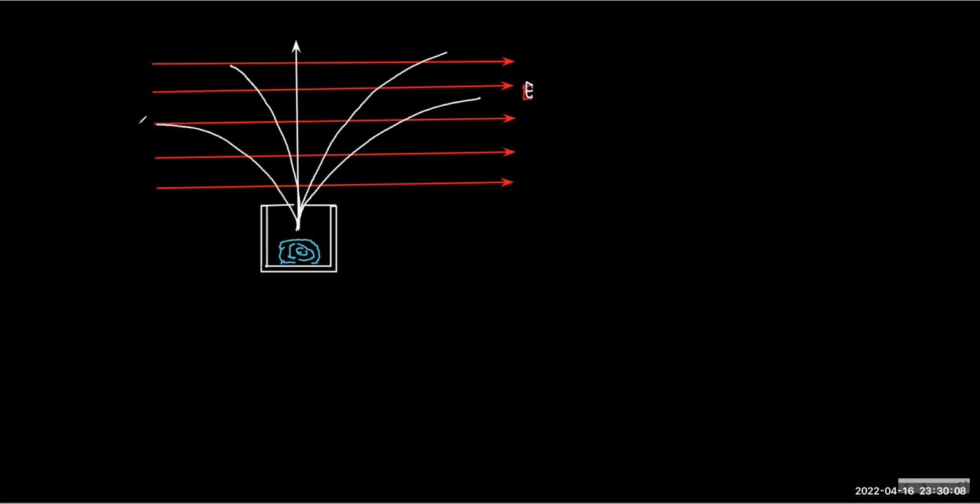So now, if this is the electric field, there are many particles which are emerging from this mystery box. Some particle is passing through without deviating, so it goes straight. Some particles coming and going this way. Some coming and going this way. So if I call the path names as A, B, C, D.